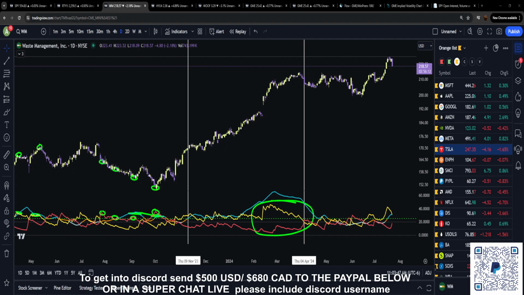Bingo, chat. The ADX was soaring like an eagle. Signaling to me what, chat? What is the ADX being as high as it was? What was that signaling to me in that moment?